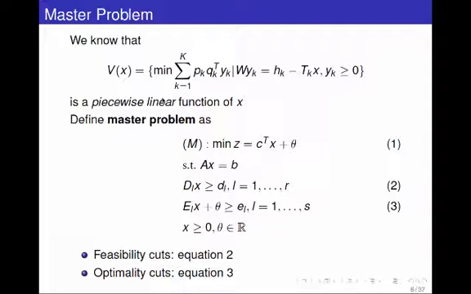There's the C transpose x, there's the Ax equals b. We have the non-negativity on x, and now we have this weird theta here. It's doing something specific though. This is a minimization problem. And these constraints have a specific sign. They're greater than or equal constraints.